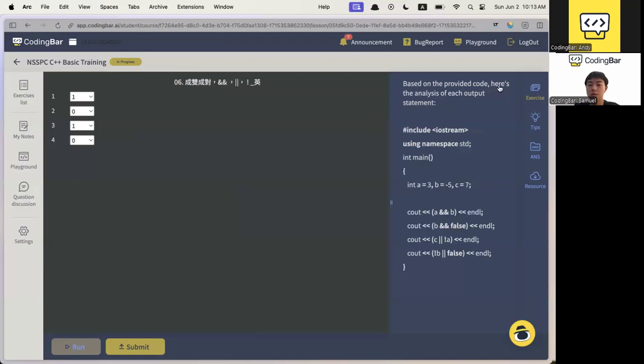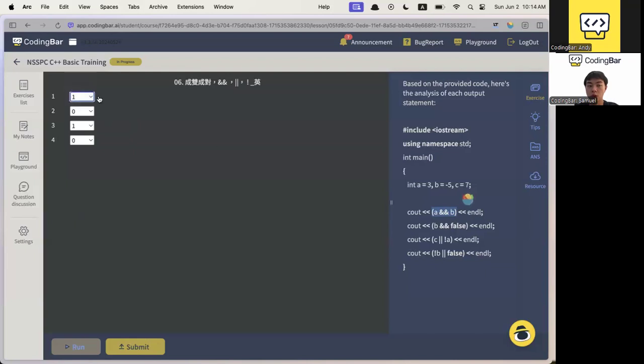Based on the provided code, here's the analysis. So what is A and B? A will be calculated into true and B will be calculated into true as well. Why is that so? We demonstrated this morning that every number will be converted into true except number 0. 0 is false. Any other number is considered true. So A is true and B is true, and thus the output is true.